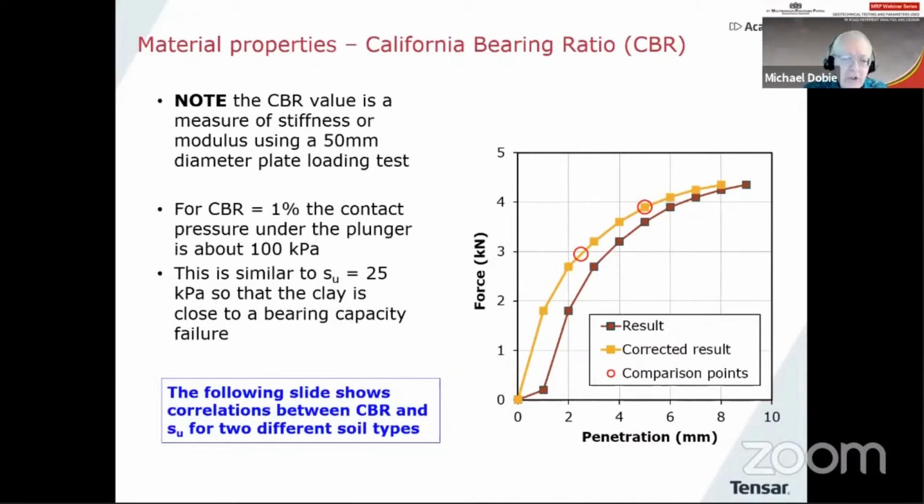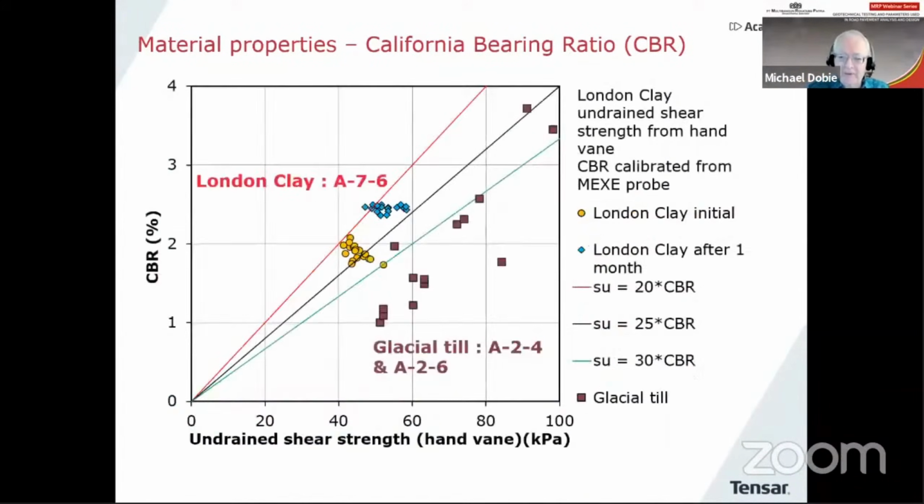And one common question is, what's the relationship between CBR and undrained shear strength? So there's no one answer to that question. Let me show you some data here from two quite different materials. London clay is a very common subgrade, obviously around the London area in UK, and there's some very well-defined data there. This is plotting CBR against undrained shear strength, and the lines there are giving you relationships of either 20, 25, or 30.